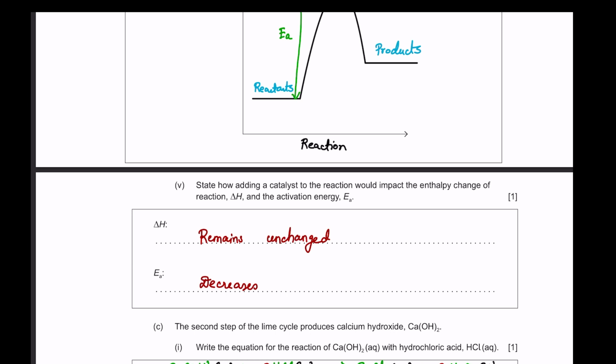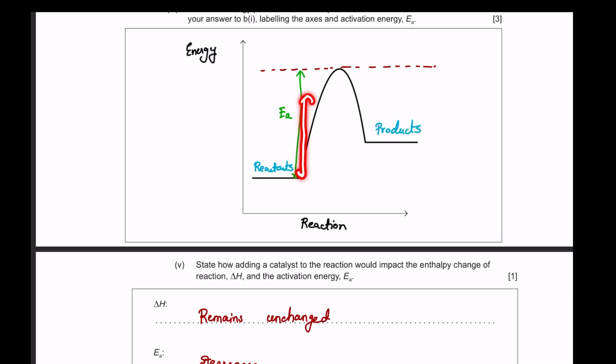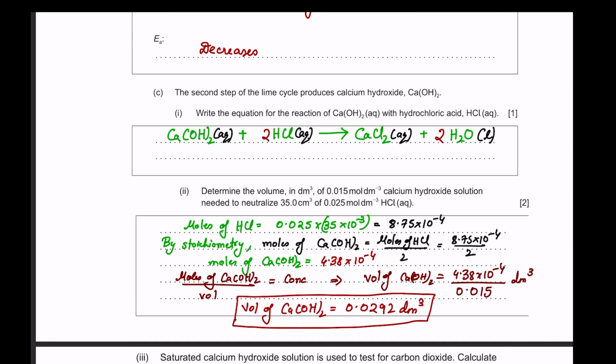What happens is the catalyst provides an alternate pathway for the reaction. For that reason your activation energy will decrease, because if the activation energy increased, there would be no use of that catalyst. We want to decrease the activation energy so that more and more of our reactants can get converted to products. And delta H doesn't change, because the catalyst will lower this Ea value, but the difference between products and reactants, this is delta H, will remain constant.